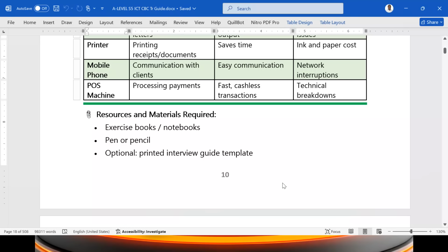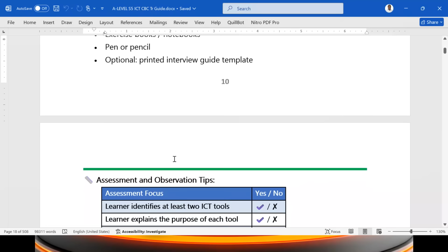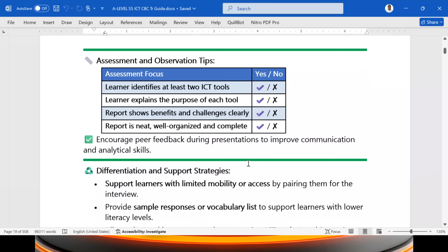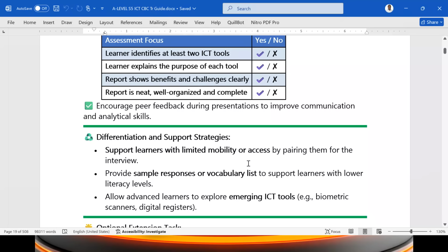What are some of the resources and materials needed in this exercise? Learners will need exercise books or notebooks, and pencils or pens. Optionally, we can have a printed interview guide template as seen above. So this is the assessment and observation checklist, but above all, encourage peer feedback during presentation to improve communication and analytical skills.